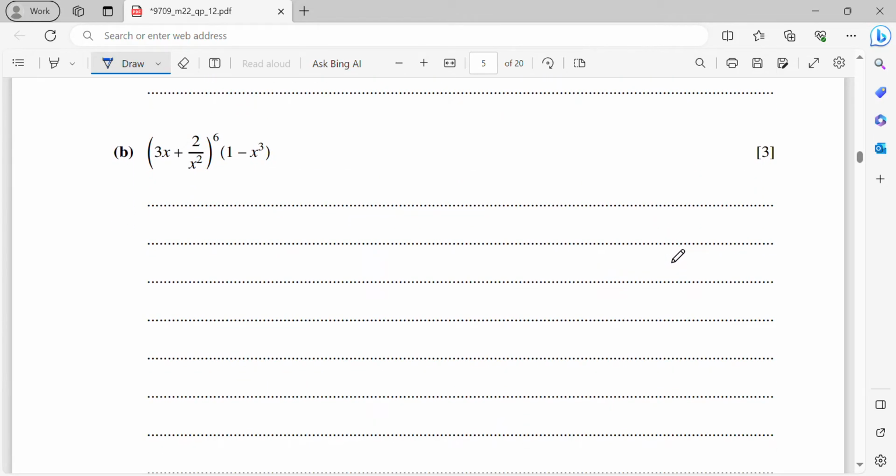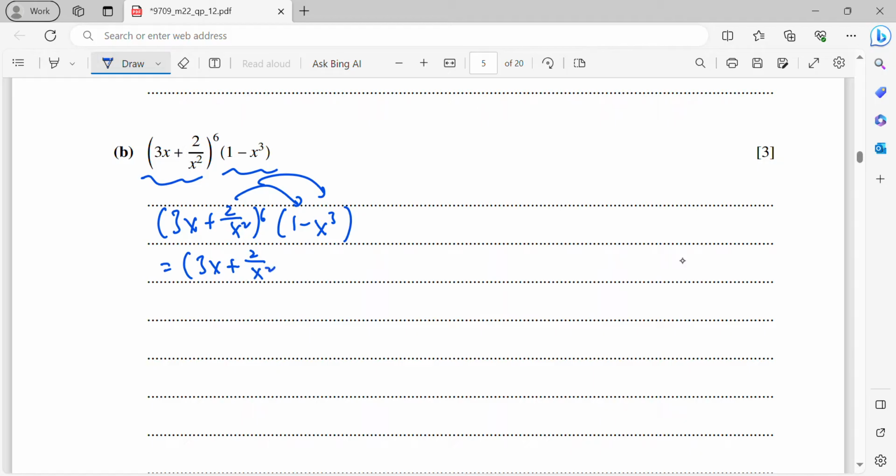Okay, now B. You need to get the term independent of x for the same expression just now, but then multiply with 1 minus x cubed. Okay, so here I will rewrite the question. Then now here I will do expansion. So this is same as (3x plus 2 over x squared) to the power of 6, then minus x cubed times (3x plus 2 over x squared) to the power of 6.